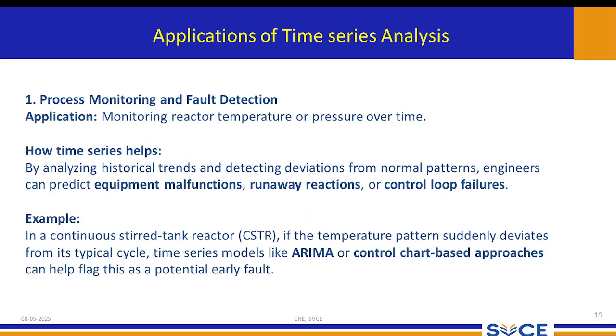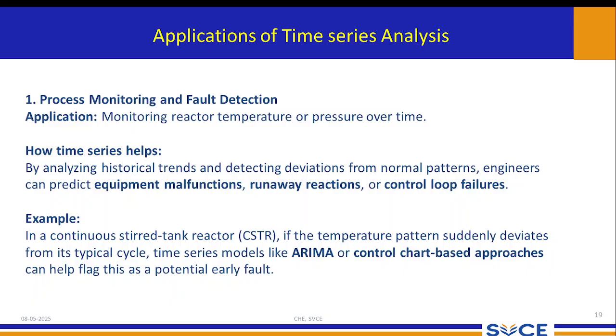And coming to the application of time series analysis, I will take three examples from a chemical engineering perspective. The previous one is also a very good example. First, process monitoring and fault detection. The application is monitoring the reactor temperature or pressure over time. How does time series help? By analyzing the historical trends and detecting deviation from the normal pattern, engineers can predict equipment malfunction, runaway reaction or control loop failures.